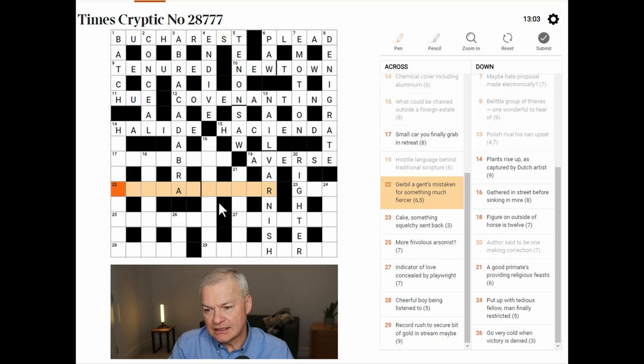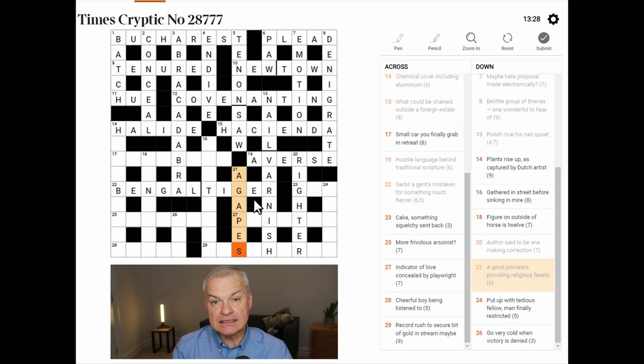I wonder if it's Bengal tiger. Certainly fiercer than a gerbil. Is it an anagram of gerbil a gent? Yes, it is. Fantastic. A good primate providing religious feasts. This is agapes. A is A, good is G, the abbreviation. Primates is apes. And then agapes are religious feasts.